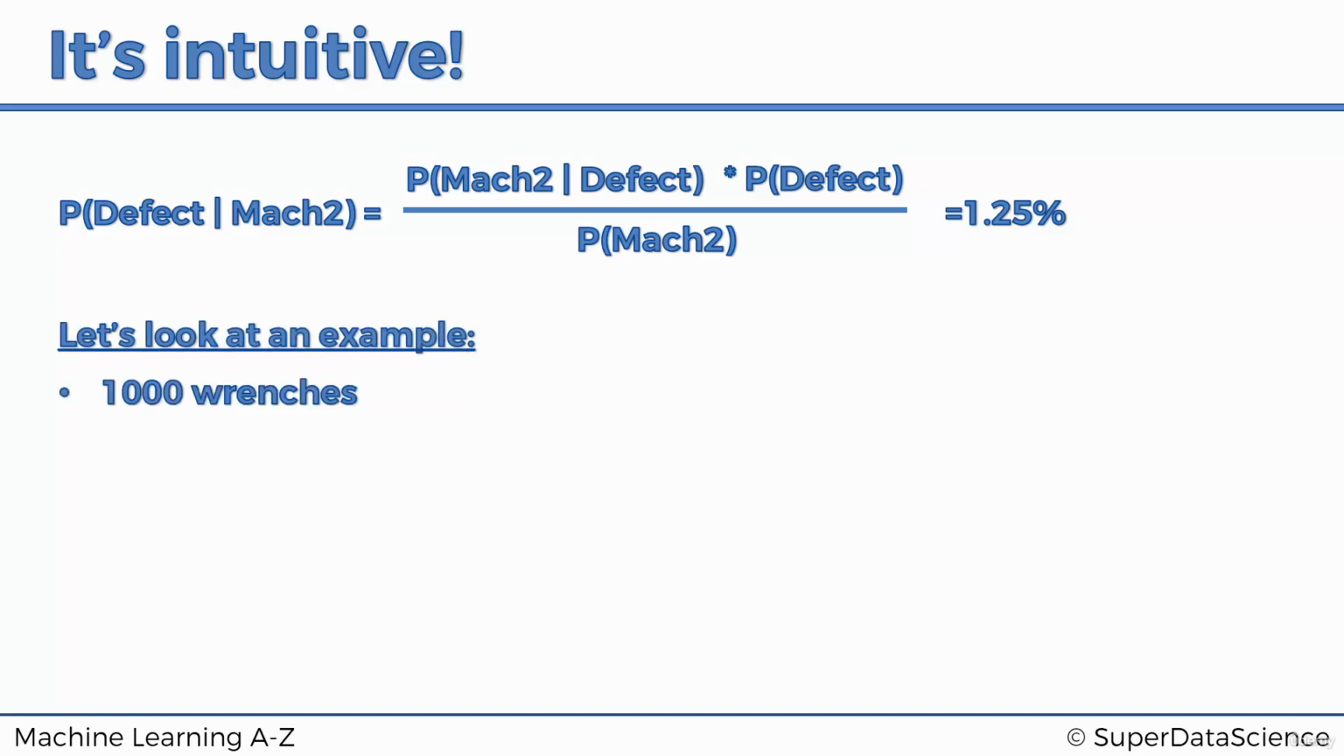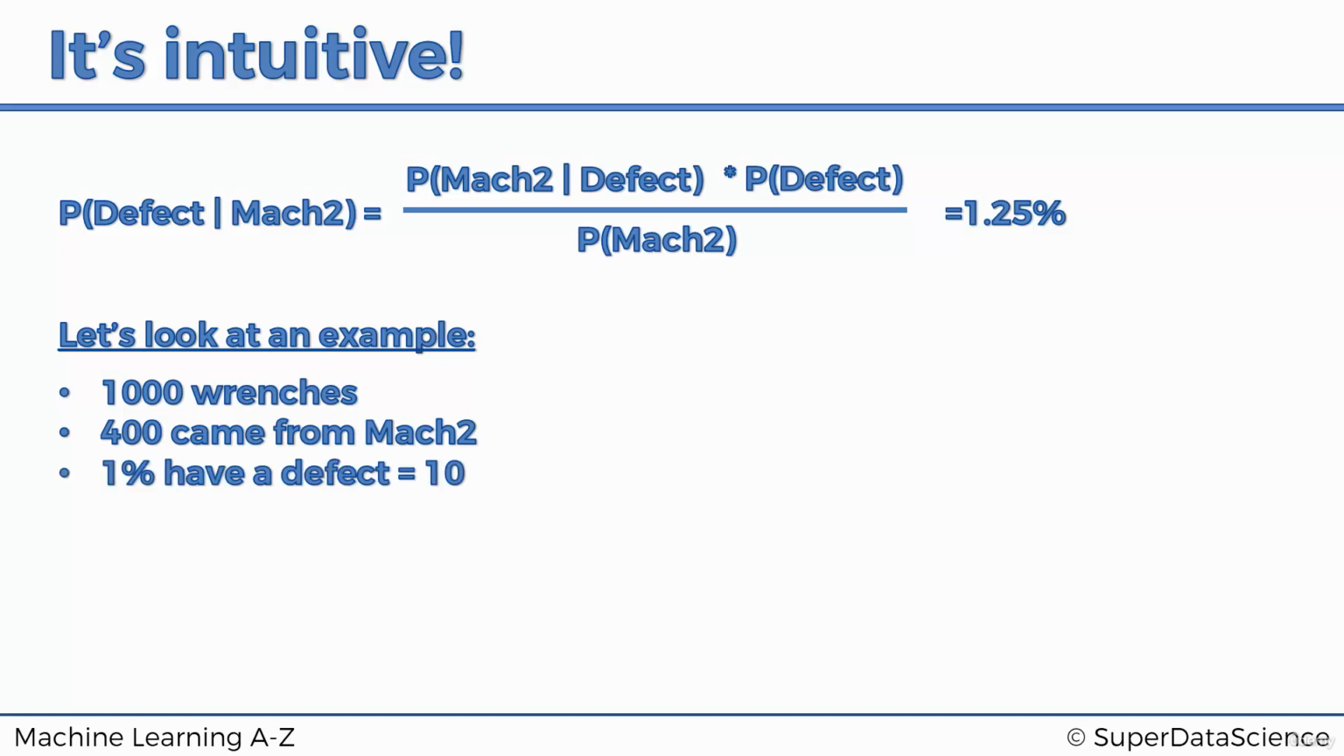Let's say we produced 1,000 wrenches in total, after the two machines were working for some time. We know that 400 of them came from machine 2. Machine 2 produces 20 wrenches per hour, and machine 1 produces 30 wrenches per hour, as per our information from the very start. That means that out of the 1,000 wrenches, 40% would have been produced by machine 2, so 400 came from machine 2. That makes total sense.